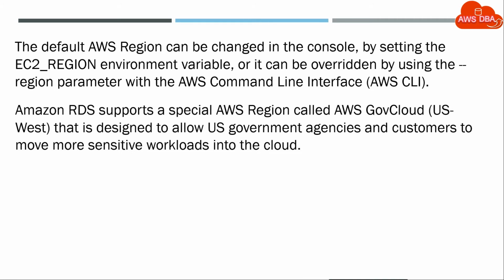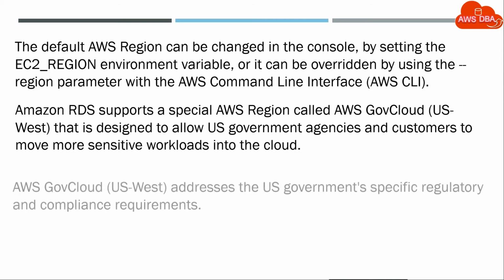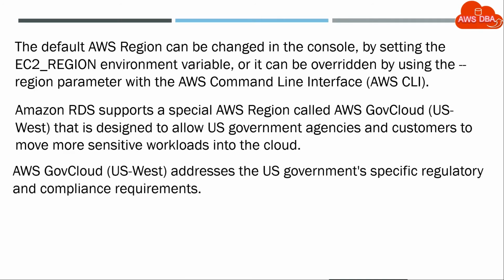Amazon RDS supports a special AWS region called AWS GovCloud, US West, that is designed to allow US government agencies and customers to move more sensitive workloads into the cloud. AWS GovCloud, US West, addresses the US government's specific regulatory and compliance requirements.